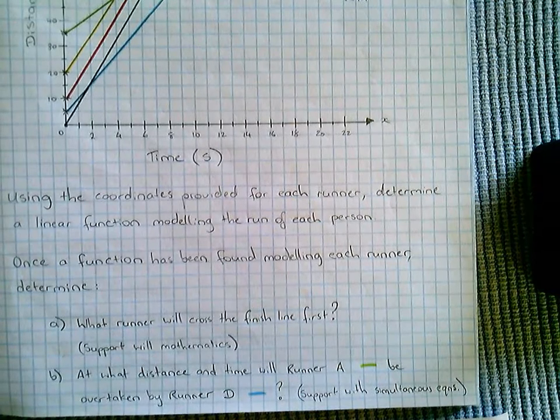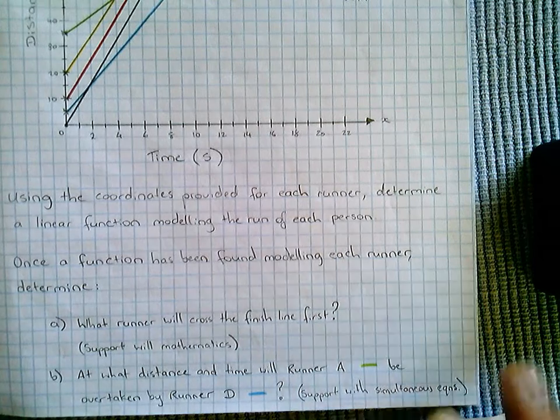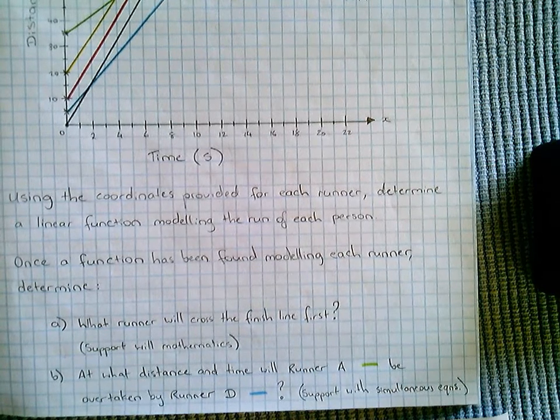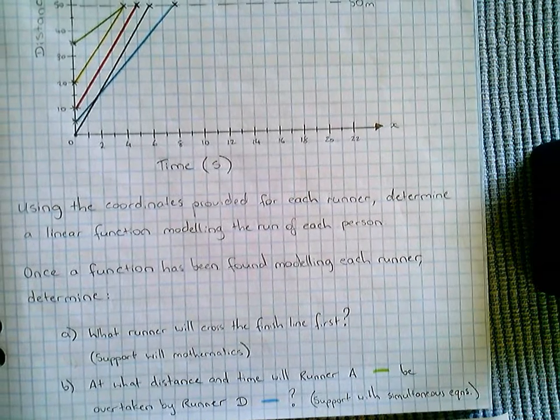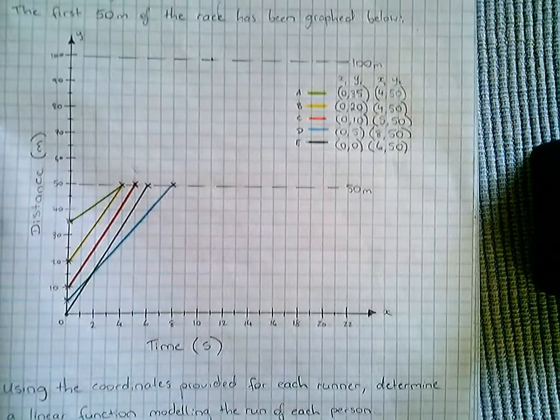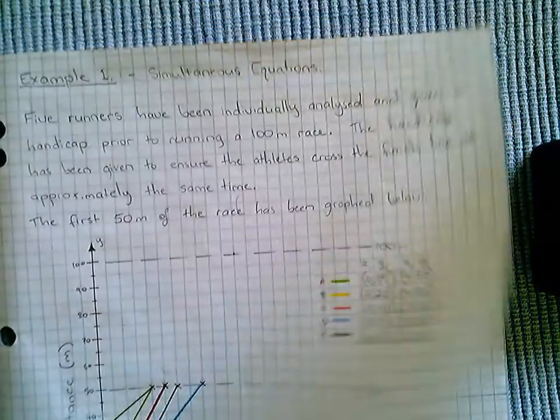There is actually a part C, but it is going to be shown further in this video. Question C is going to ask, who is actually the fastest runner? So out of runner A, B, C, D, E, who is actually the fastest? So we'll get there later. Over the page.